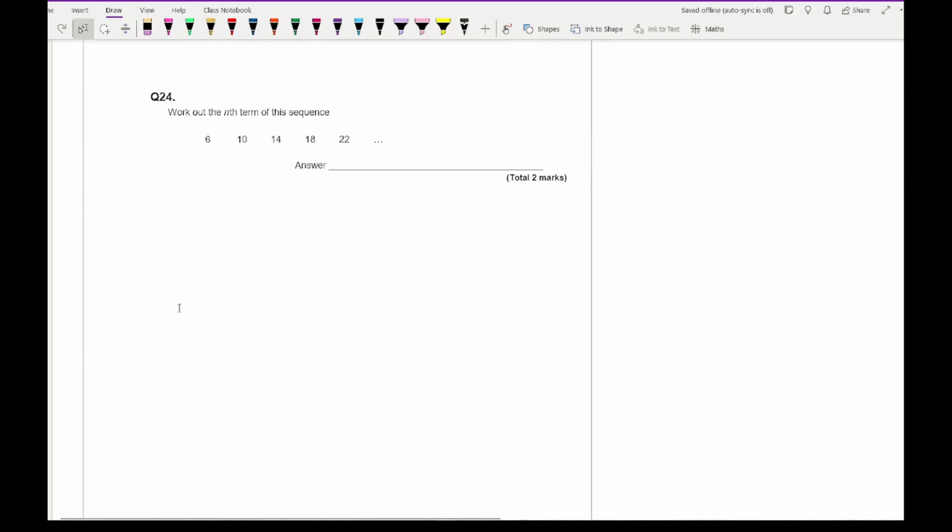Question 24, it says work out the nth term of this sequence. Again, the difference is going up by plus 4, so it's a linear sequence. So I've got 4n. What do you have to do to get from 4 to 6? You need to add 2.